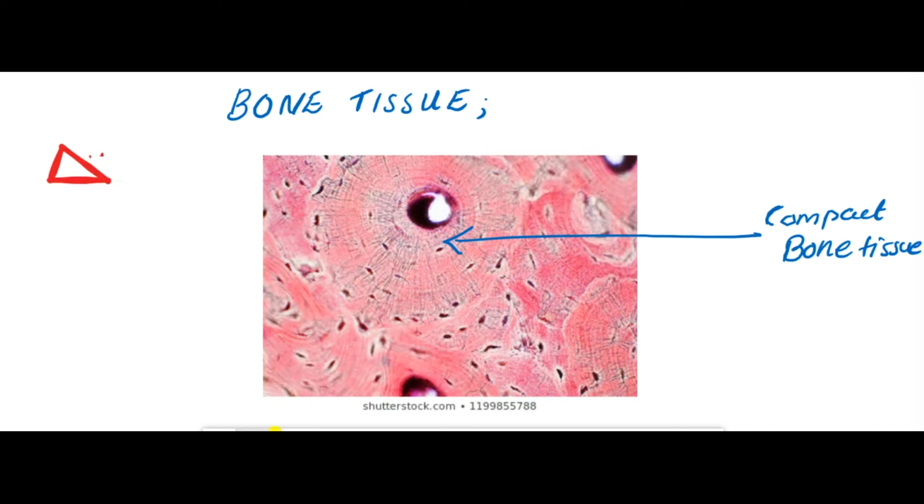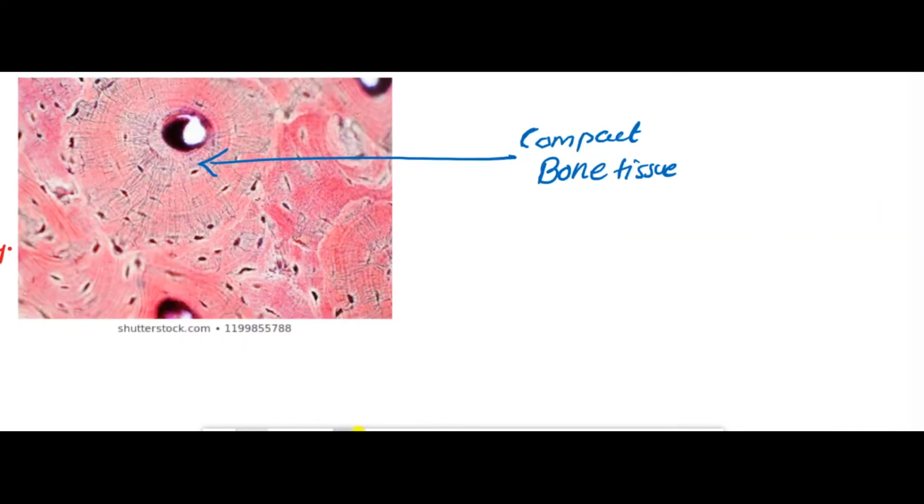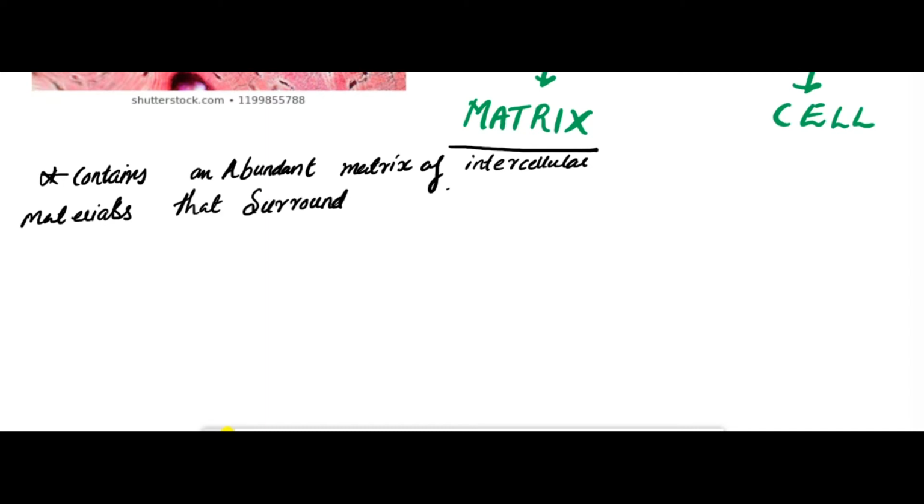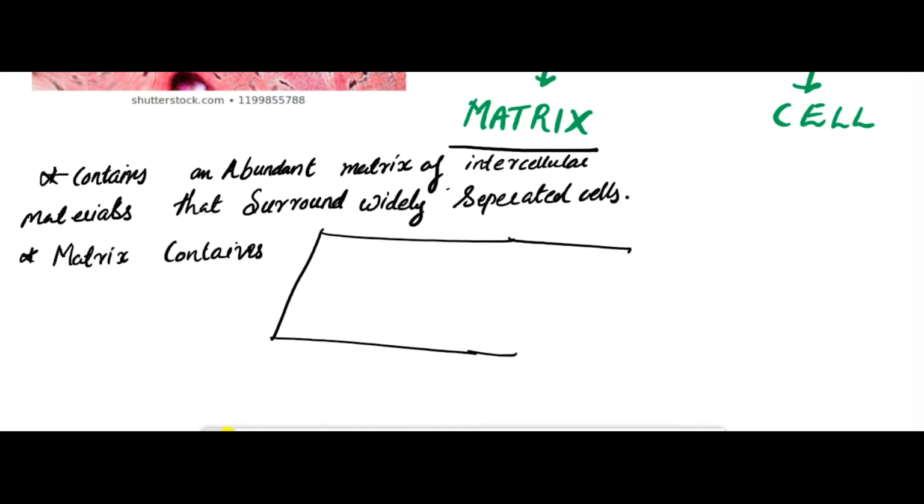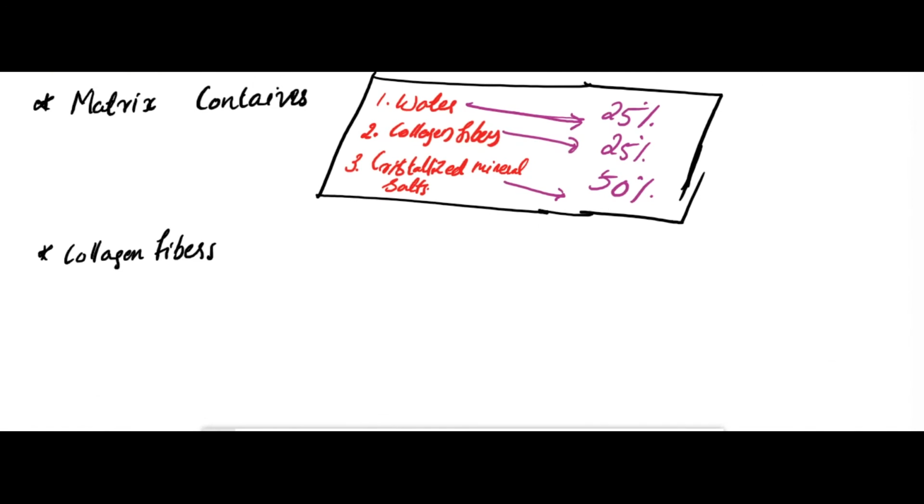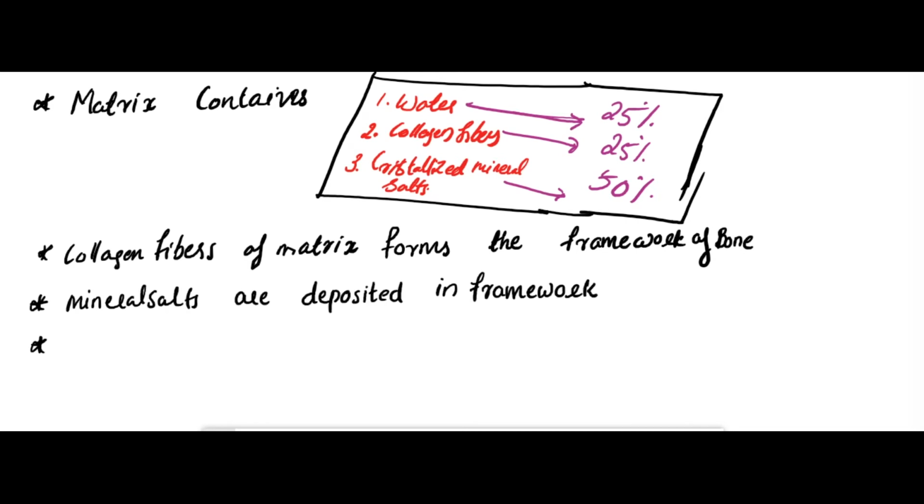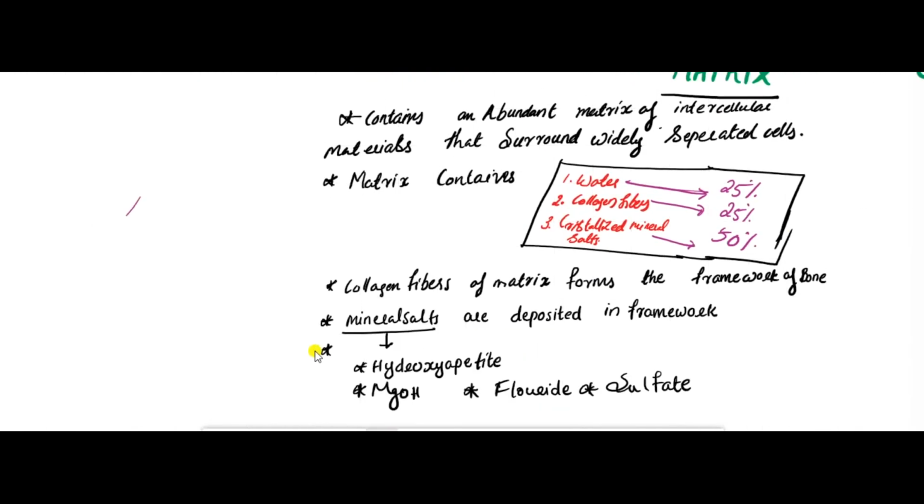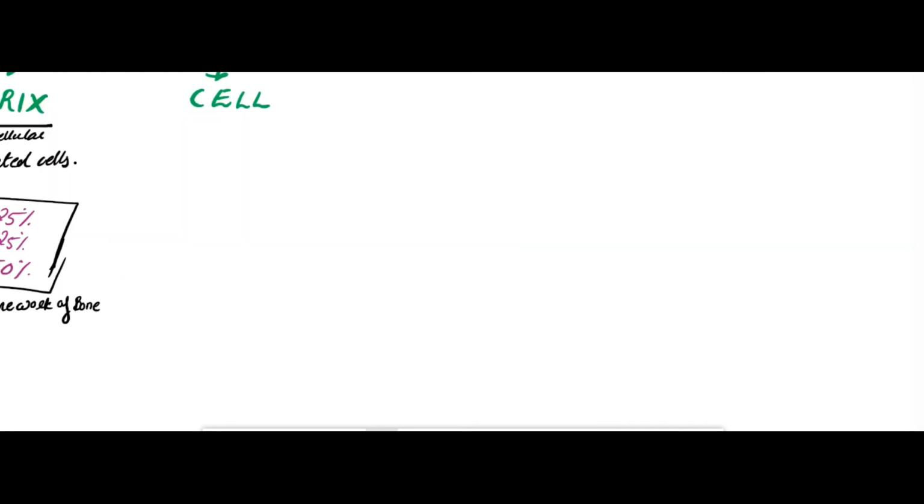Bone tissue. Here we can see compact bone tissue. Generally we have compact and cancellous bone tissue. In bone tissue we have matrix and cells, and it contains intercellular materials that surround widely separated cells. Matrix contains water, collagen fibers and crystallized mineral salts. The first two are 25 percent and the latter one is 50 percent. Collagen fibers of the matrix form the framework of bone. Mineral salts are deposited in the framework, and the mineral salts are hydroxyapatite, magnesium hydroxide, fluoride and sulfate, not mesenchyme, the tissue from which all connective tissues are formed.